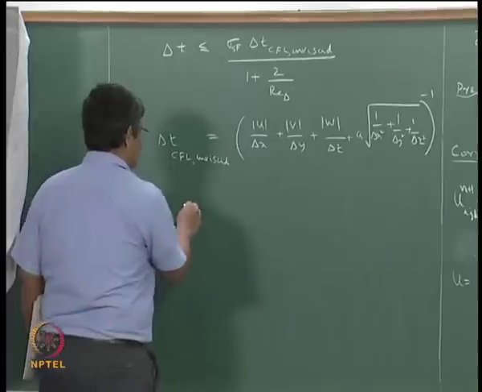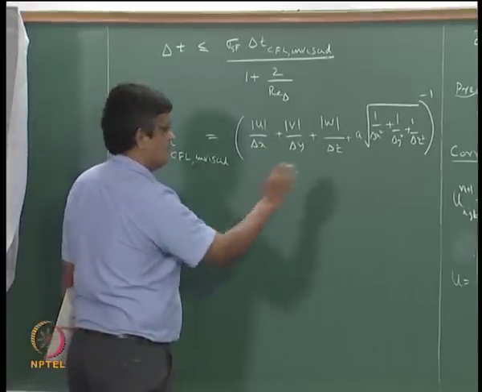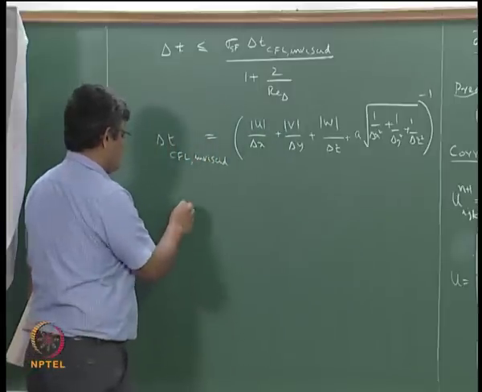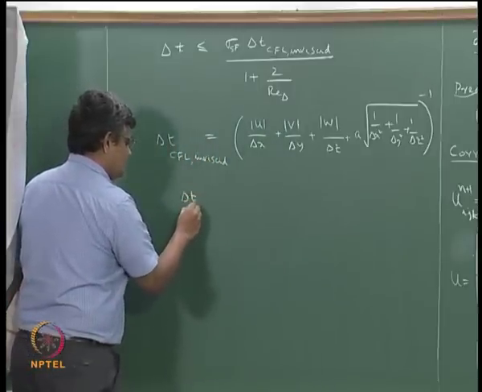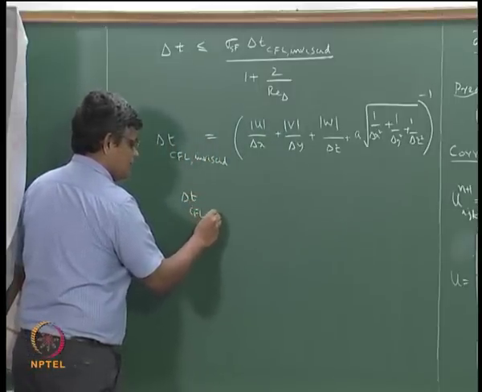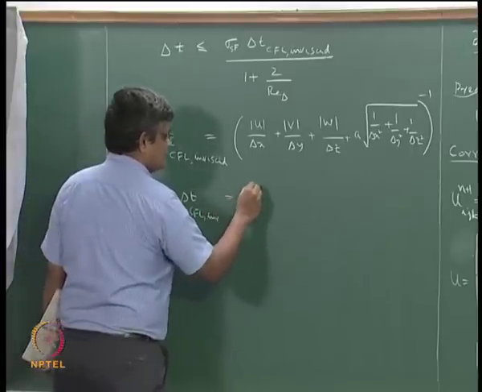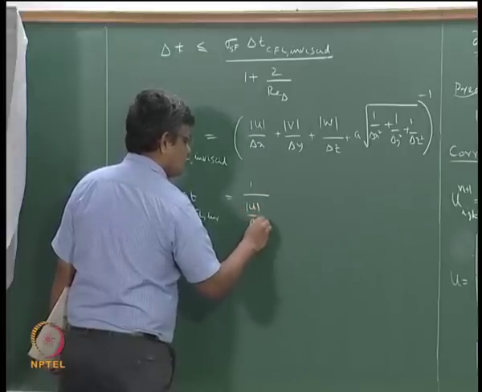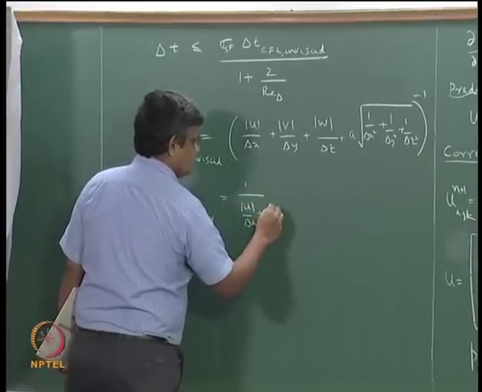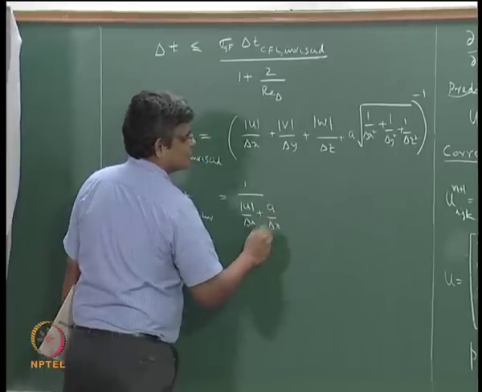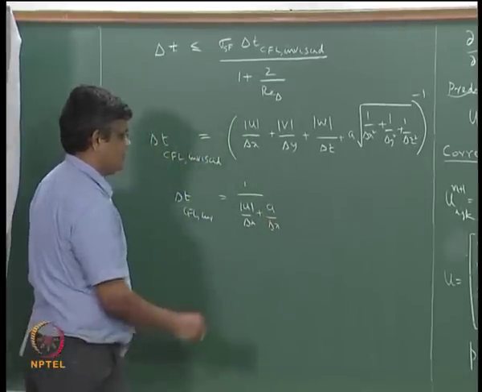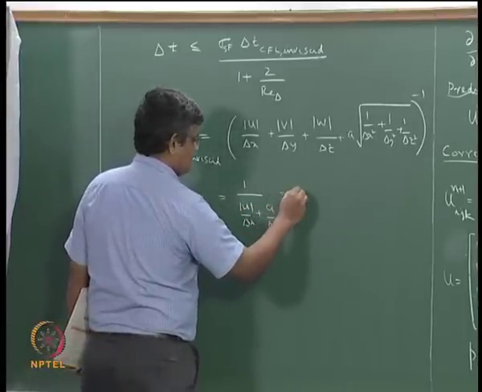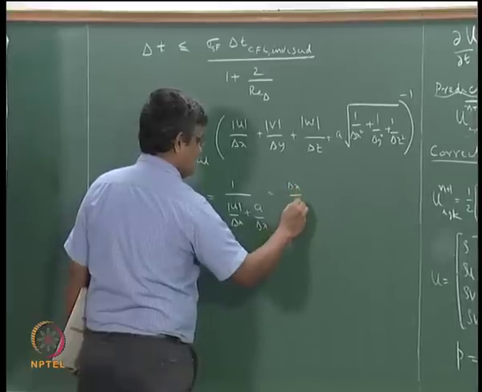Okay, so one can say that if it were 1-dimensional flow, so that v is 0, w is 0, and delta y and delta z do not come into the picture, this delta t CFL inviscid becomes 1 by u by delta x plus a by delta x. So if u is very small compared to this, then this becomes delta x by a.